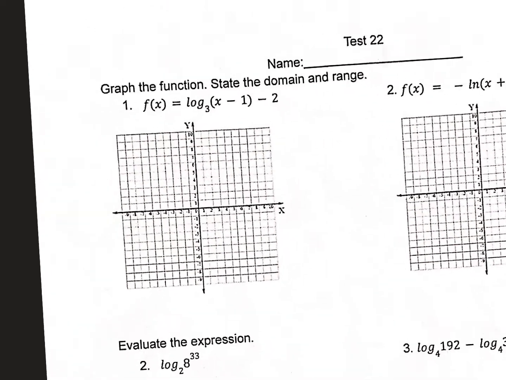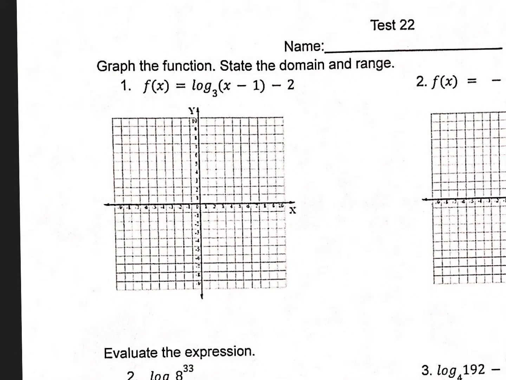All right, guys, let's knock this practice test out. Number 1 and 2 are both graph, domain and range. Number 1's got a horizontal shift by 1 and a vertical shift by 2.